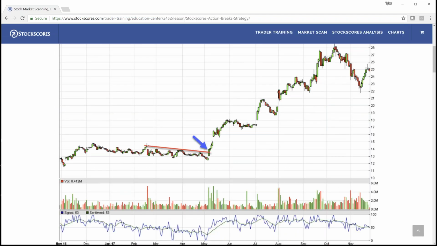Okay, so what we're looking for is an action candle breaking the downward trend line. What is an action candle? An action candle is one that has an abnormal price move to the upside with abnormal volume. You can see it here. It makes a break to the upside with very strong volume, and it's breaking the 80-day trend line.